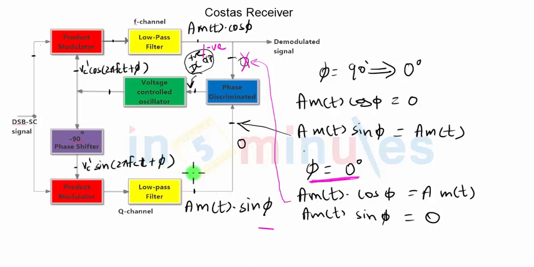So in this case, if phi remains 0, as the final conclusion, my output comes from the first channel of the receiver, and the second channel output will be 0, and we simply use it to make sure that the phase of the local oscillator remains equal to 0 degrees. So that's how in the Costas receiver we overcome the quadrature null effect by using a block of phase discriminator.